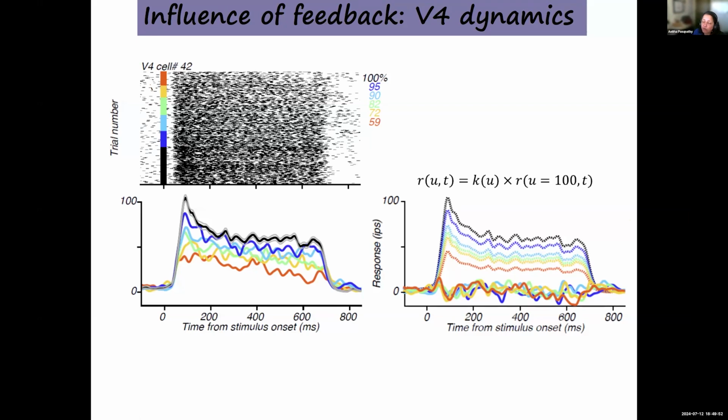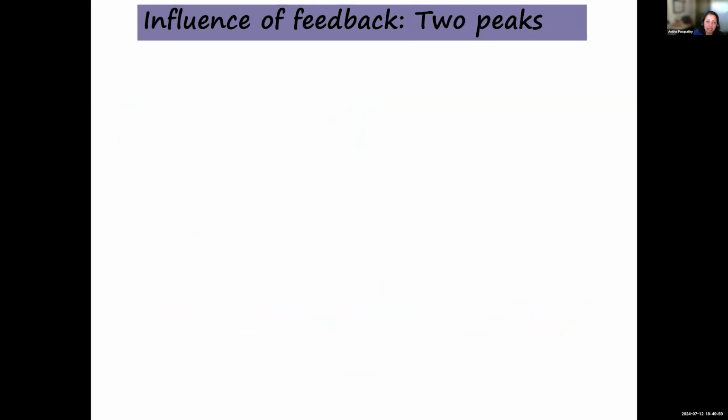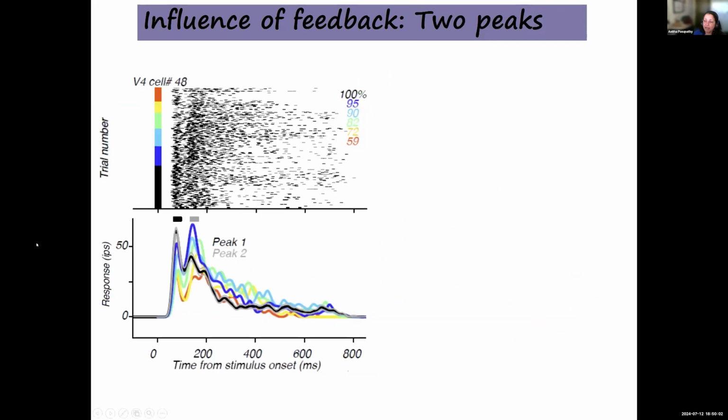But the remaining 40% of the neurons showed some very interesting dynamics. And an example of that is shown in this next slide. So this is a neuron that had two dynamic peaks, two transient peaks in its response. So the first transient peak that's marked by this black bar here showed the standard response profile, where the responses are strongest to the unoccluded stimulus and decline with increasing levels of occlusion. When you look at the second peak, the responses are actually stronger for intermediate levels of occlusion.